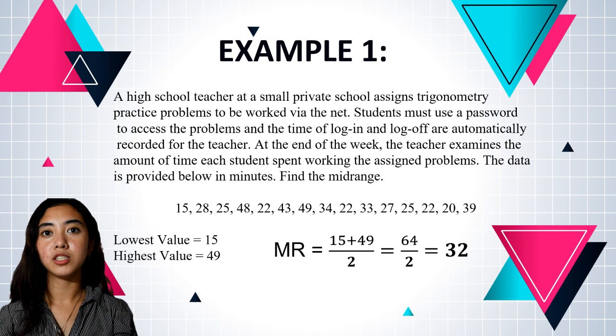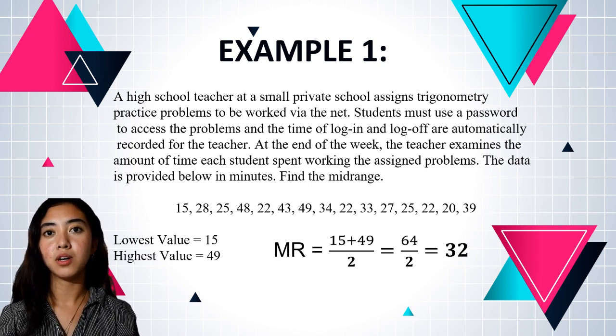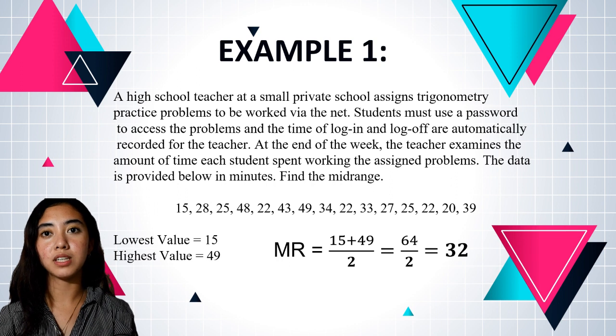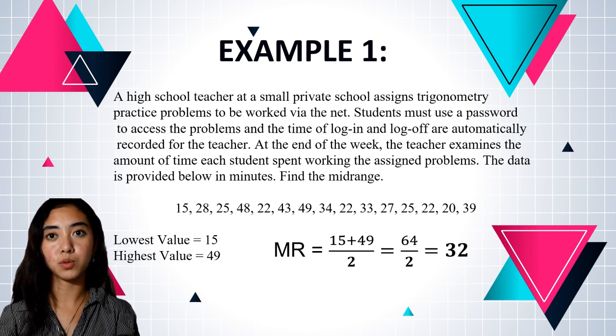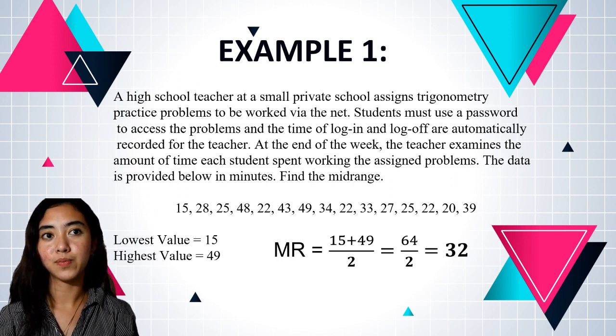To find the mid-range, we are going to find the lowest and highest values first. So the lowest value in the given dataset is 15, and the highest value is 49. So to find the mid-range, we are simply going to add 15 plus 49 and divide it by 2. So 15 plus 49 is equal to 64, divided by 2 is equal to 32. Therefore, the mid-range of the given dataset is 32.